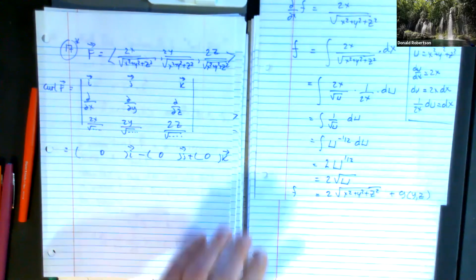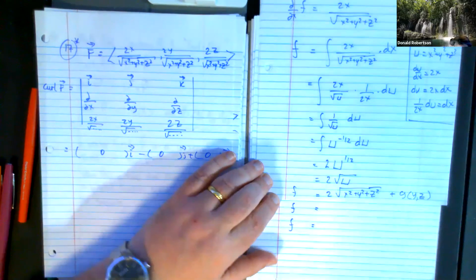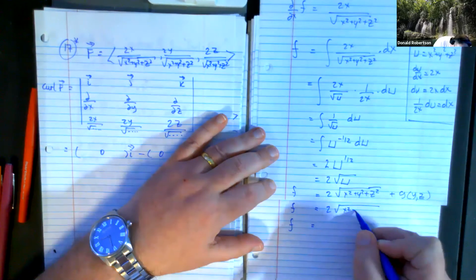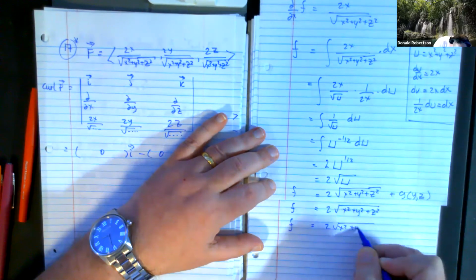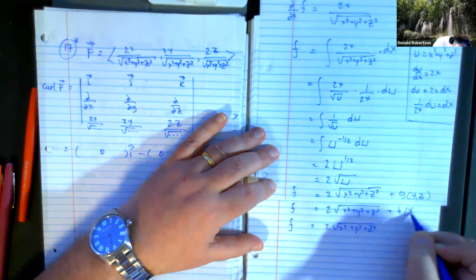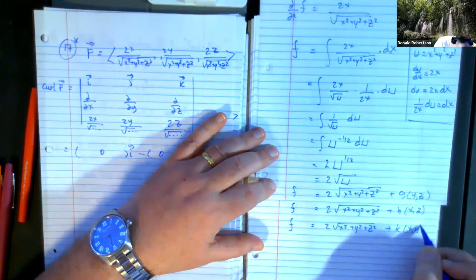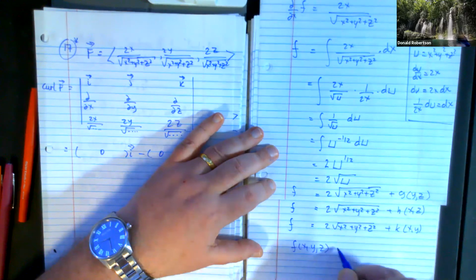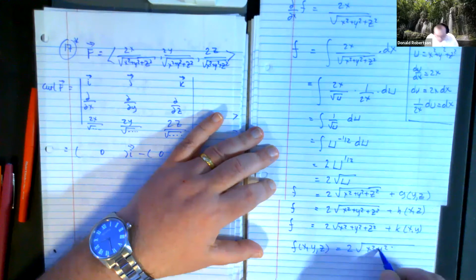By symmetry, would it be fair to assume that the next part of the puzzle would generate the same guys? Plus somebody who doesn't have a y in it, plus an arbitrary constant that doesn't have a z in it. So here is our potential function. Now that actually went quite clean.